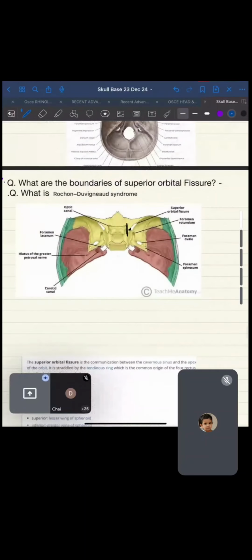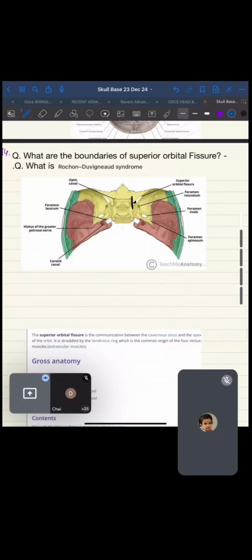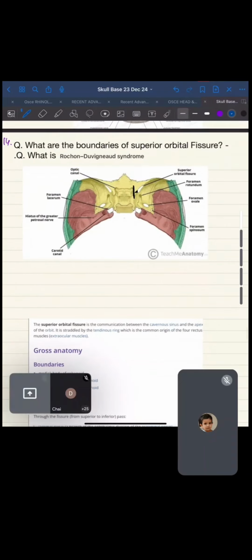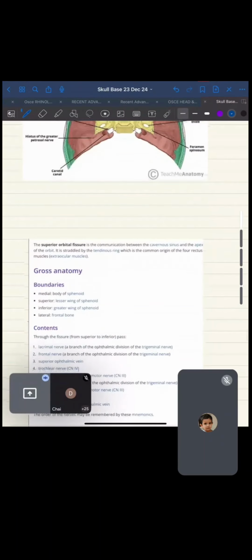Okay, now again I was waiting for this: what are the boundaries of the superior orbital fissure? This is a question that came, which I probably got wrong. What is Rochon-Duvigneaud syndrome? Okay, so we are talking about the superior orbital fissure. Basically this is the answer.